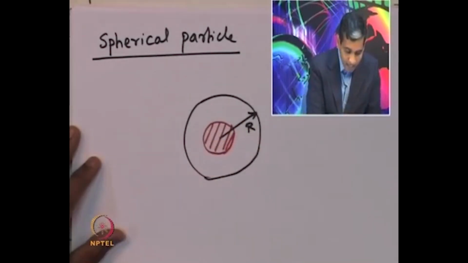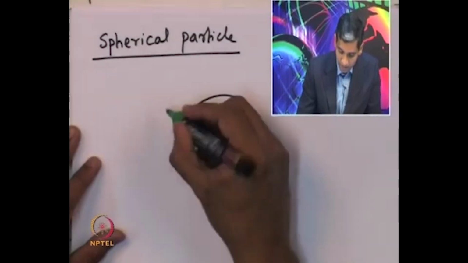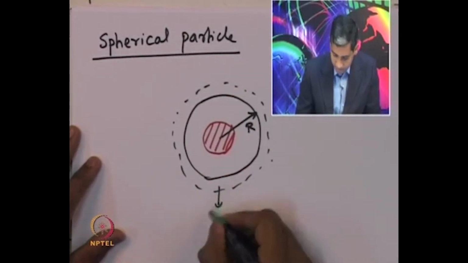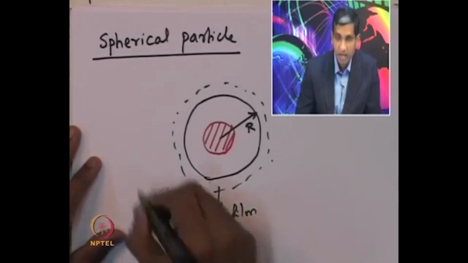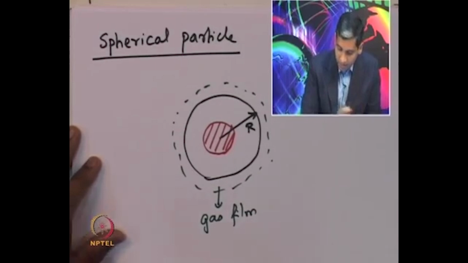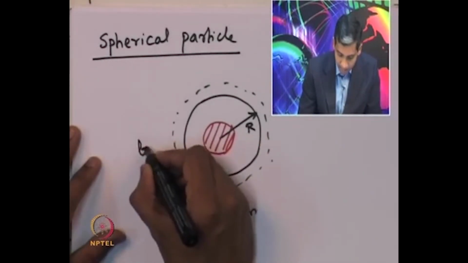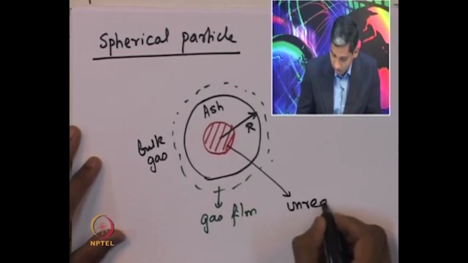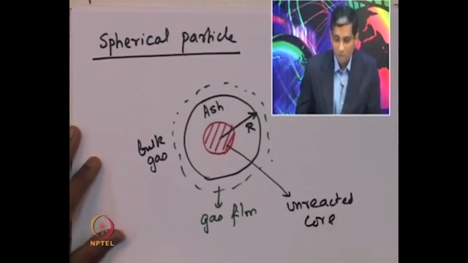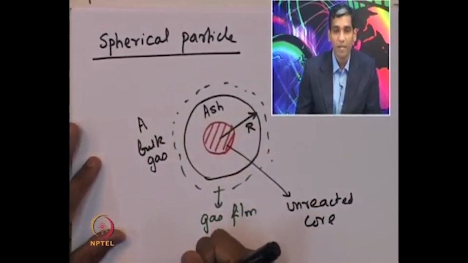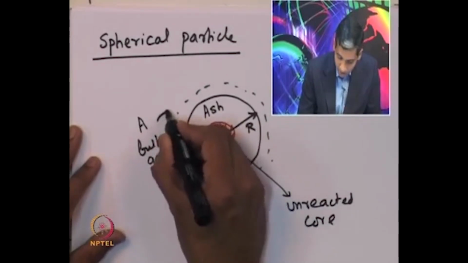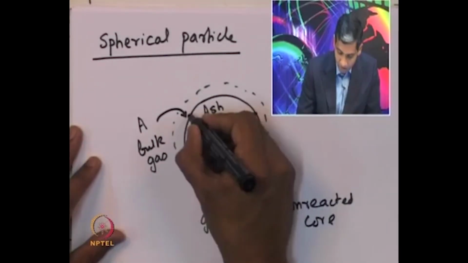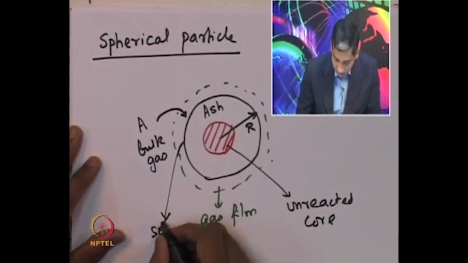And then if we assume that there is a gas present outside, there will be a small gas film. This gas film will exist around the spherical particle and the gas which is present in the bulk. So, let us say this is the bulk gas stream, this is the ash layer, and this is the unreacted core. If species A is present in the gas stream, species A first has to go through the gas film, and then to the surface of the solid core.